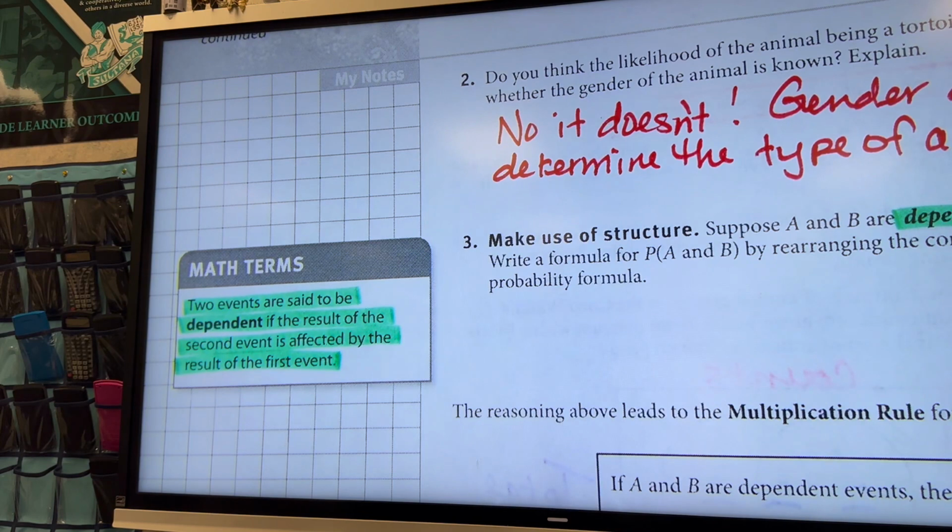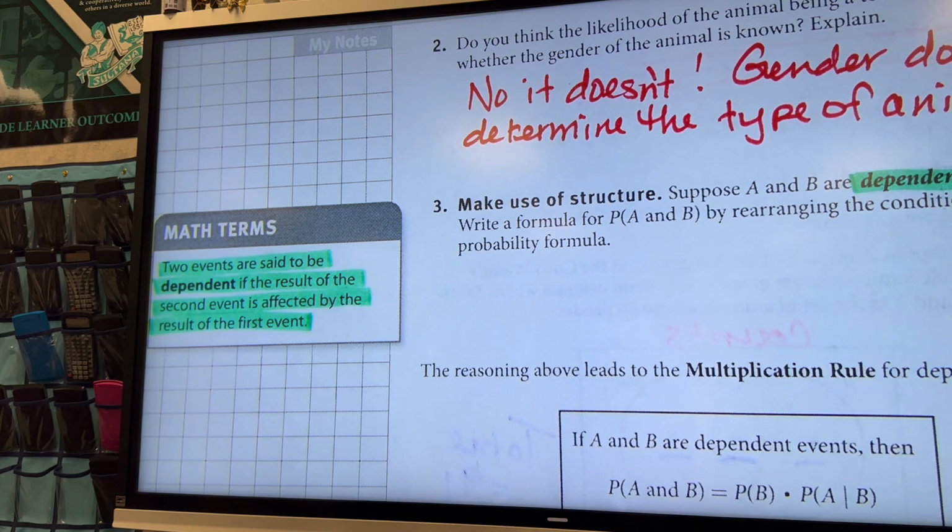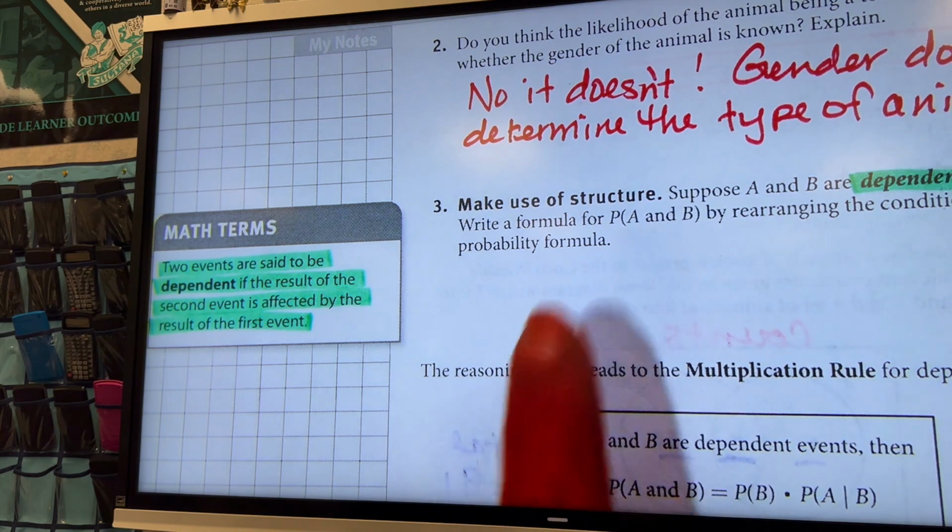Now, in number 2's case, gender does not affect what type of animal an animal is going to be. Okay, genetics does, not gender. But it won't always be plain and simple, black and white like that. Okay, so we are going to do it.